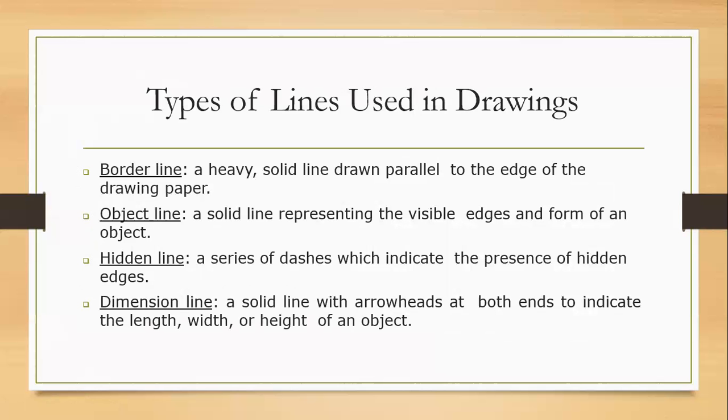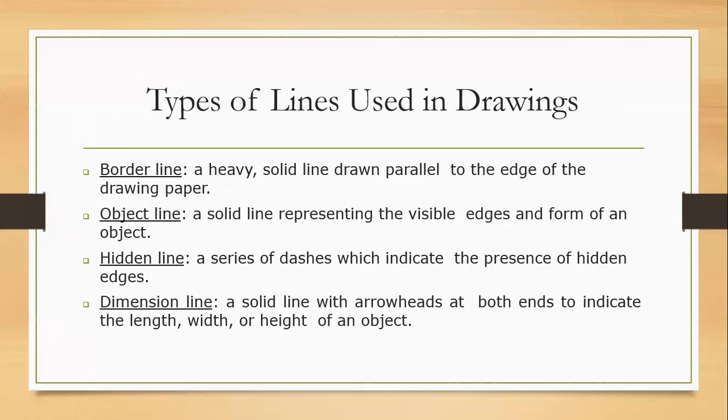So let's look at some symbols now. So we will actually see a chart showing the visuals of what we're looking at here. So types of lines. We have border lines. So these are heavy solid lines drawn parallel to the edge of the paper. So those, as the word says, it's a border. So your plan should have a border, just like a map would have a border.